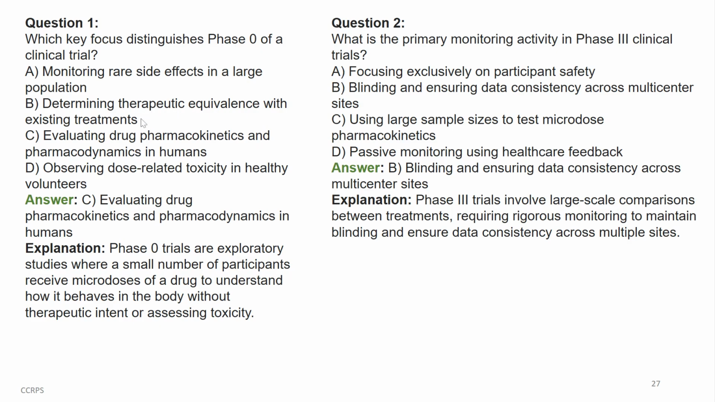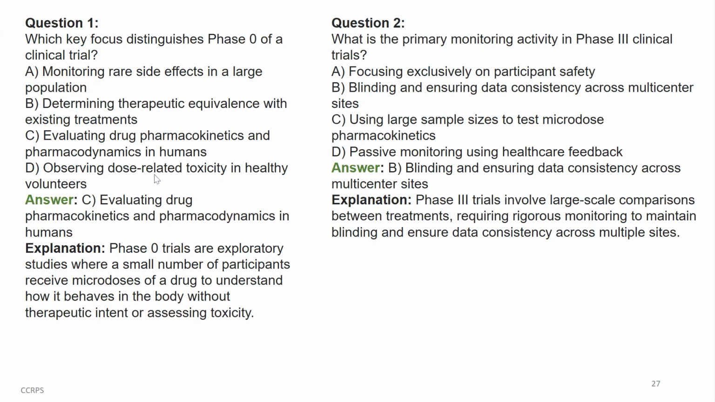B, determining therapeutic equivalence with existing treatment. This would be phase 3, as we remember. C, evaluating drug pharmacokinetics and pharmacodynamics in humans, maybe. D, observing dose-related toxicity in healthy volunteers, that would be phase 1.